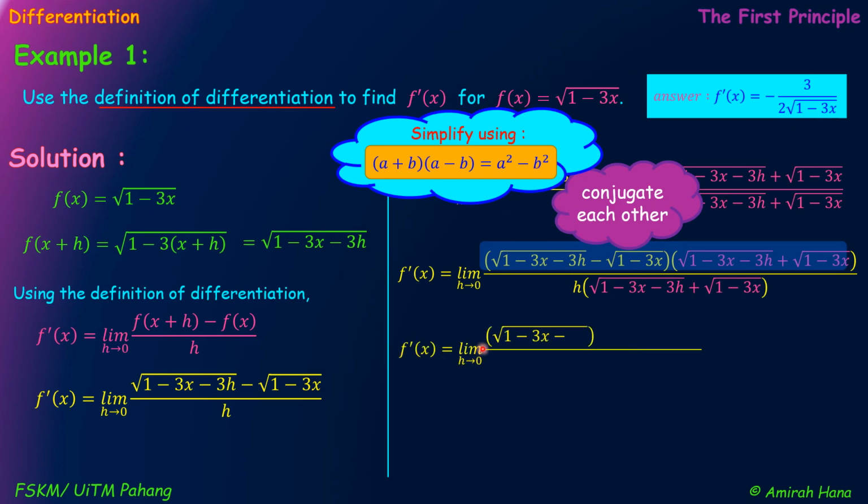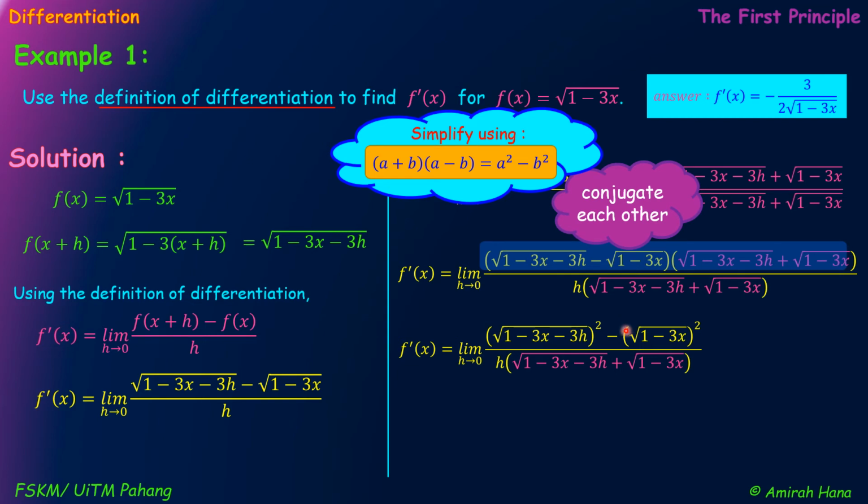f prime x equals the limit as h approaches 0. From here, when we compare, our a equals square root of 1 minus 3x minus 3h. From this formula, we can write the square root of 1 minus 3x minus 3h, bracket squared, and in between is minus, and our b equals square root of 1 minus 3x. So we can write the square root of 1 minus 3x, bracket squared. We only simplify this numerator because it is a multiplication between conjugates.